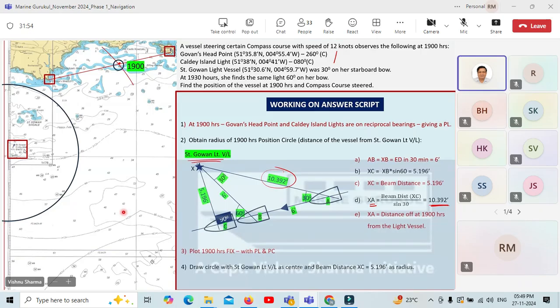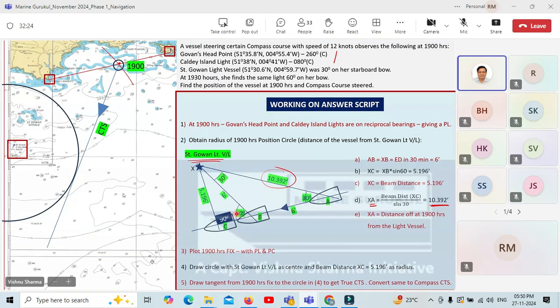Now, if I draw a tangent from this position onto this circle, then when I am at the point of tangency, this light will be abeam and the distance will be 5.2 miles. So when I draw a tangent from here, I will get the CTS that I was doing. This will be the required CTS. This will be the true CTS, right? This will be the true CTS. You can take it onto the compass rose and measure it.